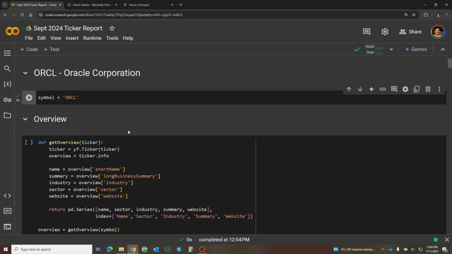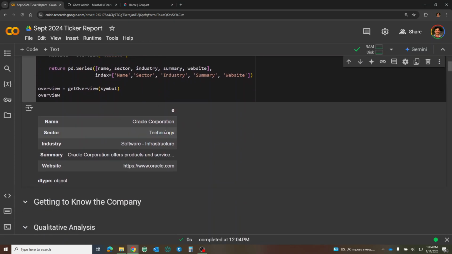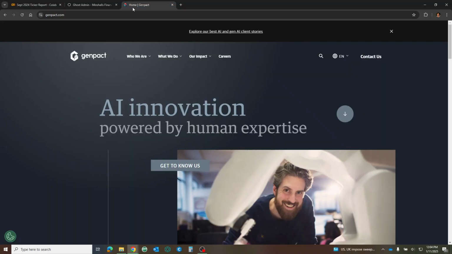So, per usual, we'll use our ticker analysis report to grab the overview of it. You can see it's in technology. This industry is software infrastructure. You can open up the summary if you wanted to, but let's go ahead and look at Oracle here.